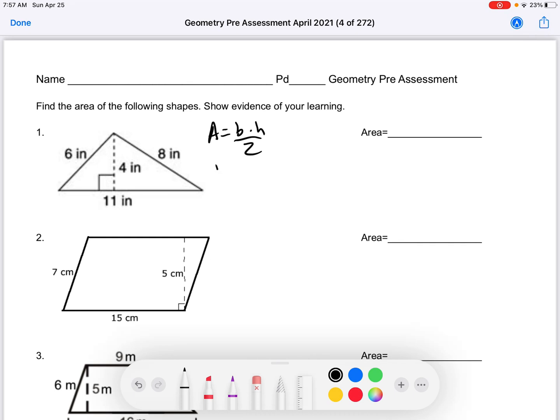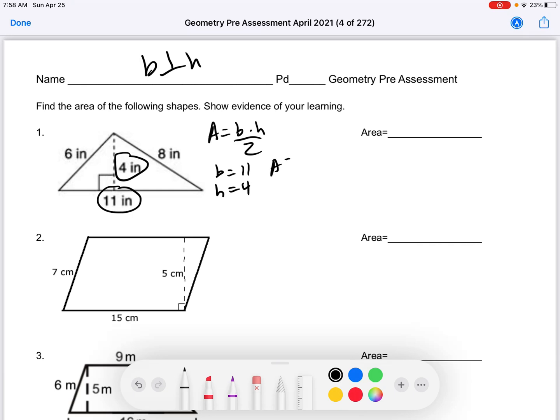height. So in this case, the base is the 11 right here, and the height is 4 inches right here. Keep in mind that the base and height are always perpendicular to each other. Base is perpendicular to height. So in this case, the 6 and 8 are distractions, but could be used in finding the perimeter.